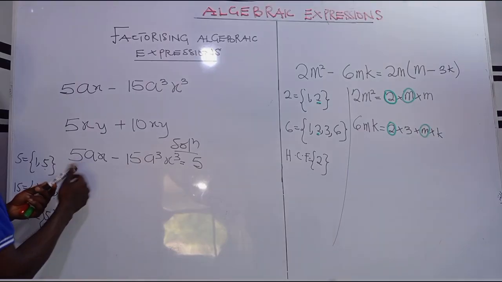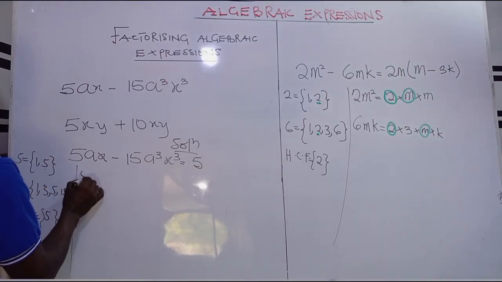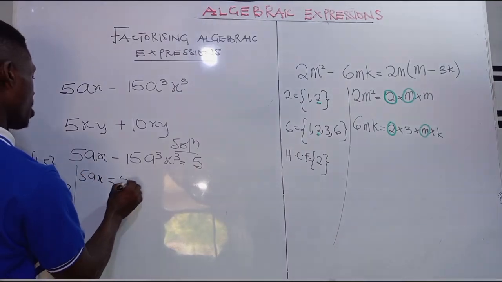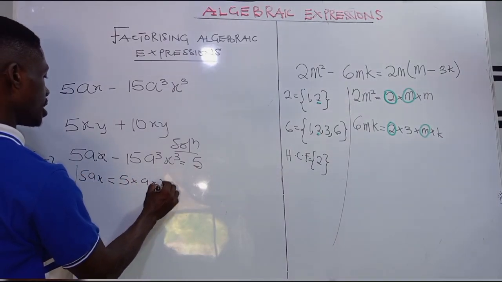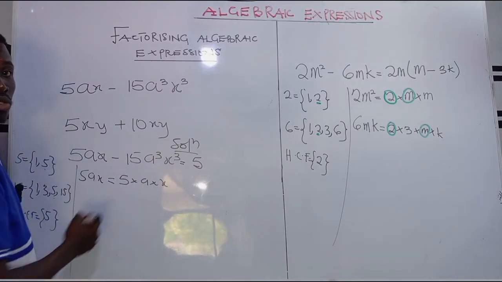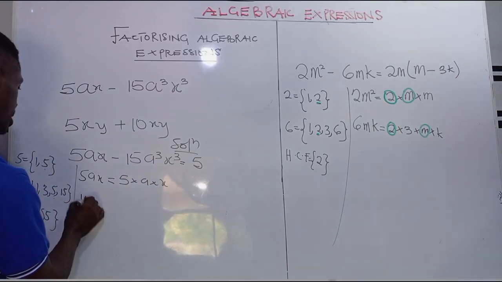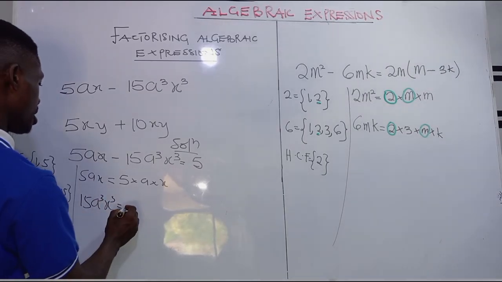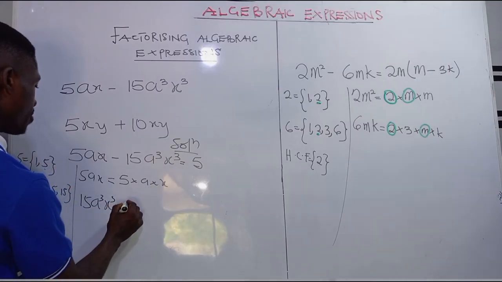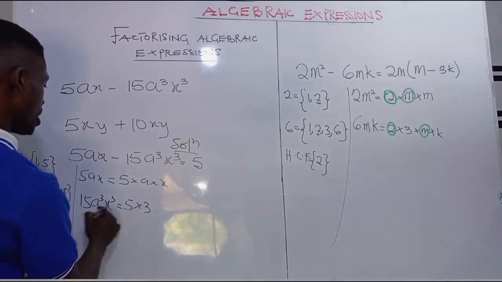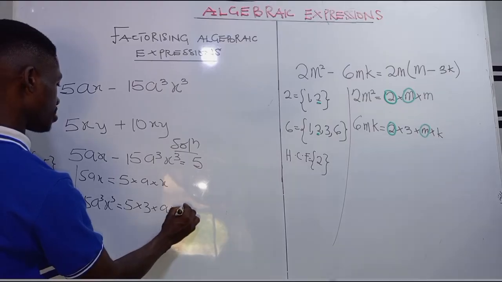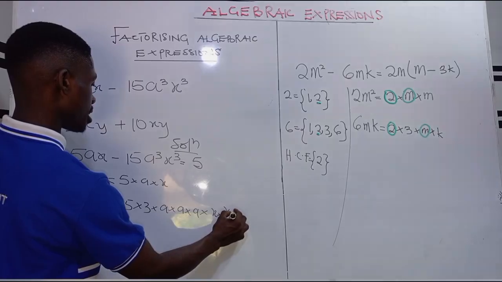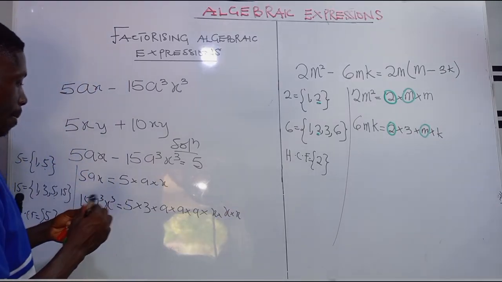Then after that, we find the factors of 5ax. So the factors of 5ax, we have 5 times a times x. And then move on to the factors of 15a cubed x cubed. So we are going to get 5 times 3, and then we have times a times a times a, and then x cubed, we have times x times x times x. Good.